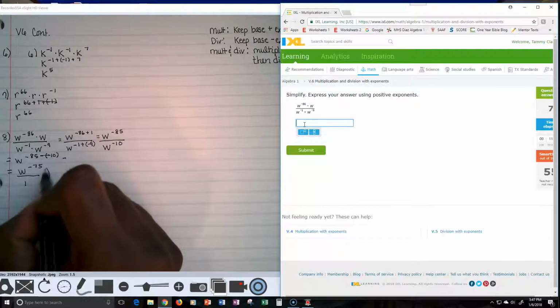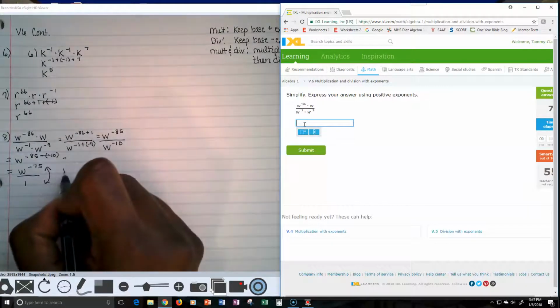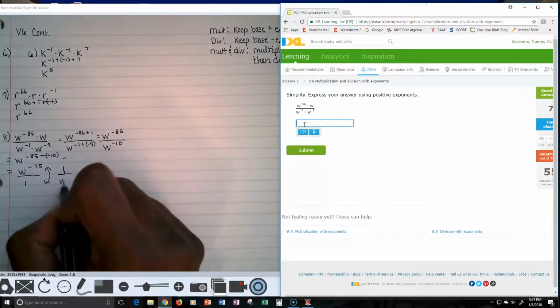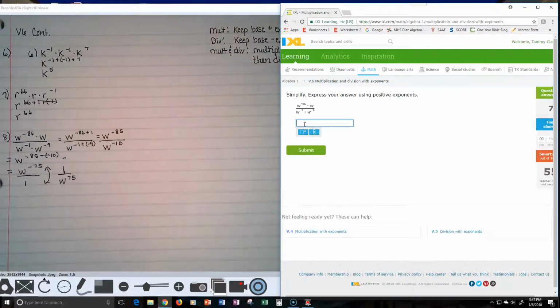So that would be w to the negative 75th power. We know we have to flip that over. So that becomes 1 over w to the 75th power. Now there were a lot of steps in that one, so you may want to go back and watch it again.